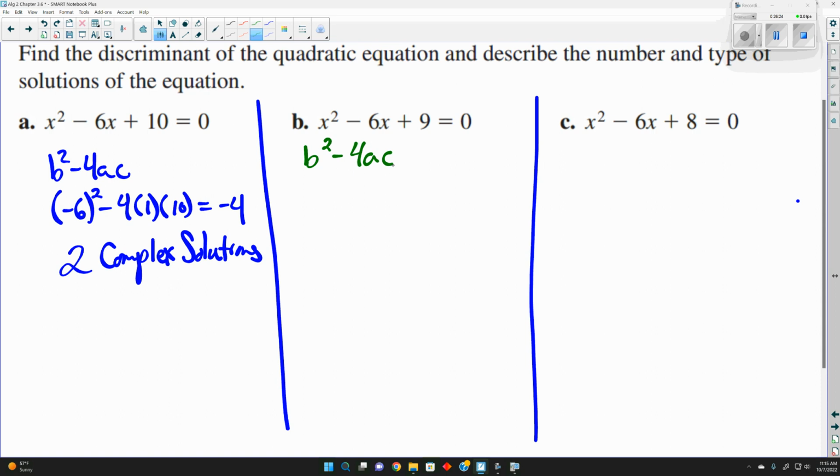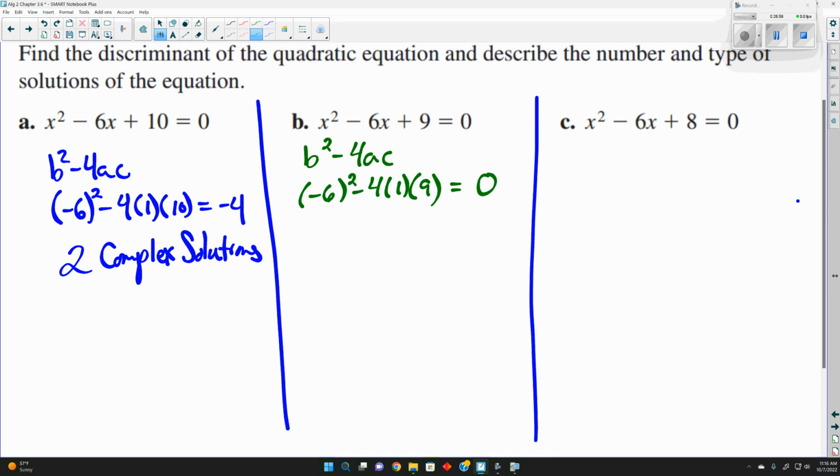Let's look at the next one, x squared minus 6x plus 9. So they just changed the value of c from 10 to 9, which would give us negative 6 squared minus 4 times 1 times 9. And it is indeed 0. So we could type that in exactly as we see it, and we would get 0. And especially with our b squared, that negative 6 squared, you need to make sure you put it in parentheses. Otherwise, it's going to make it negative.